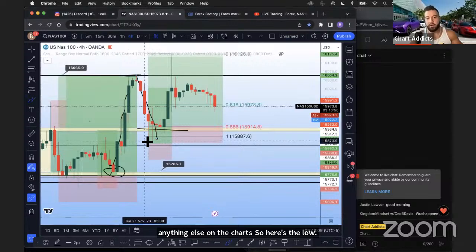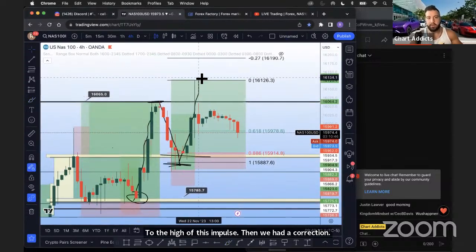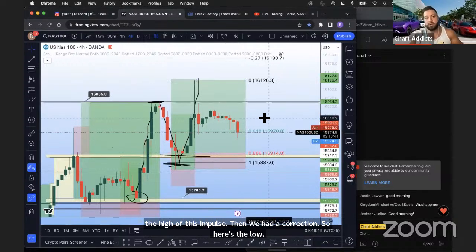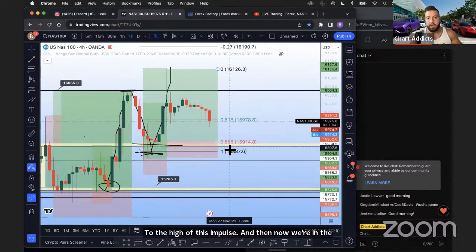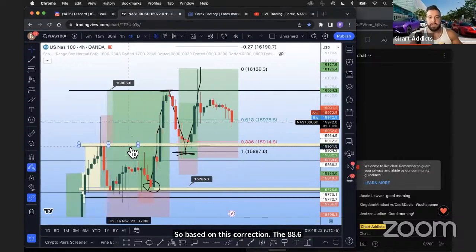Then we had a correction. So here's the low to the high of this impulse. And then now we're in the middle of a correction. So based on this correction, the 88.6 would land us right here at the previous daily zone of resistance to support.